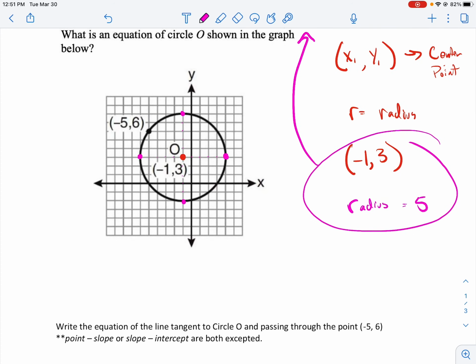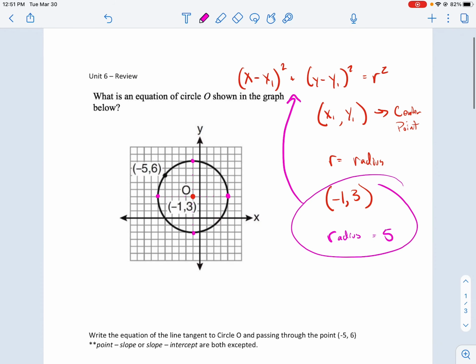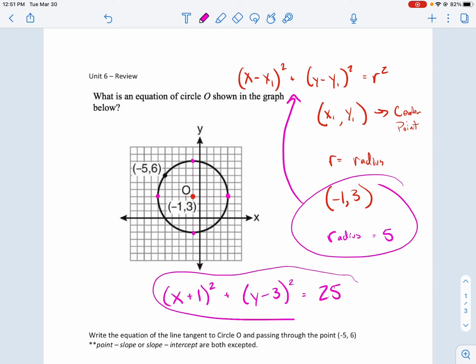And so what does that look like? Let's zoom out here. So it's going to be x minus a -1, so it'll end up being x plus 1, squared, plus y minus 3 squared is equal to the radius squared, which would be 5 squared. And 5 squared is 25. So that is the equation of the circle shown above.